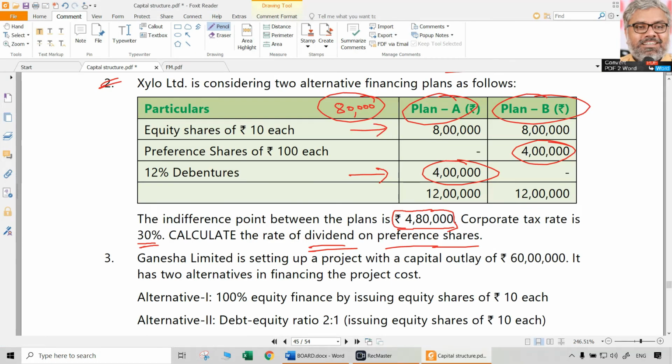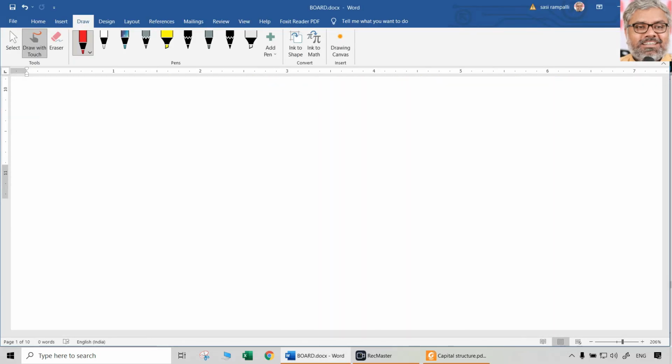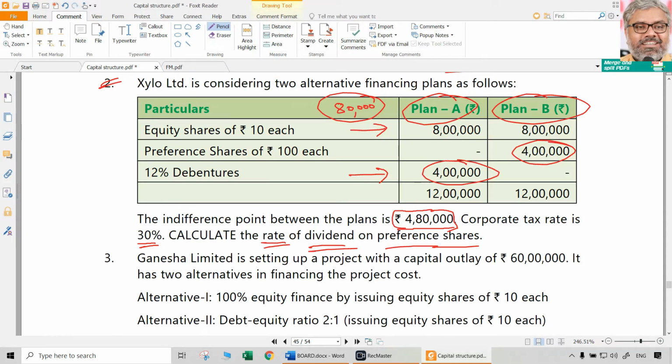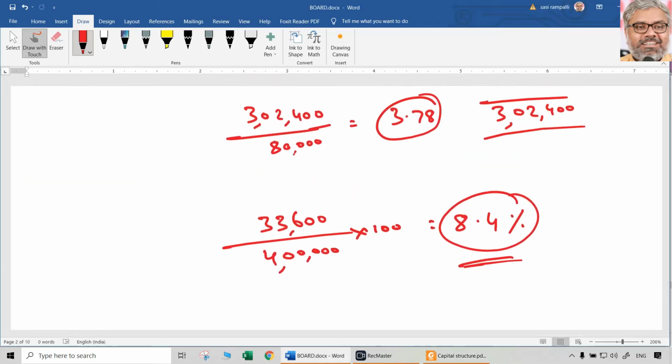That's what is asked. Rate of dividend is asked, not the dividend. Rate of dividend is asked. Okay, we can find out rate of dividend because 33,600 dividend is there for 4 lakhs worth of preference shares. So 33,600 divided by 4 lakhs into 100. So the rate of preference dividend is 8.4%. That's it. That is the requirement in question number 2. Quite possible to be asked for a 5 marks question.